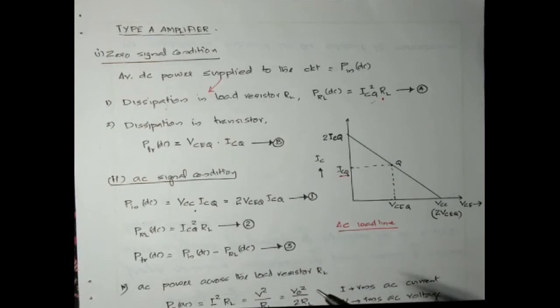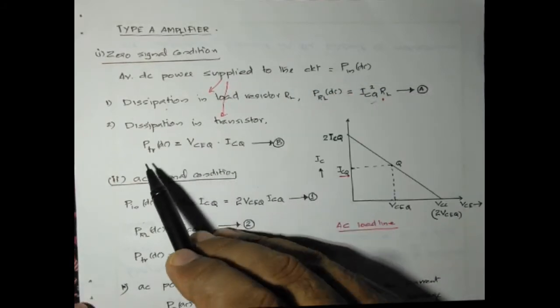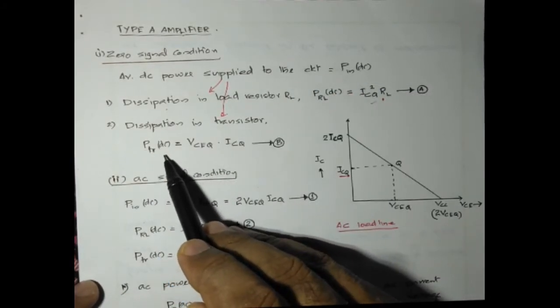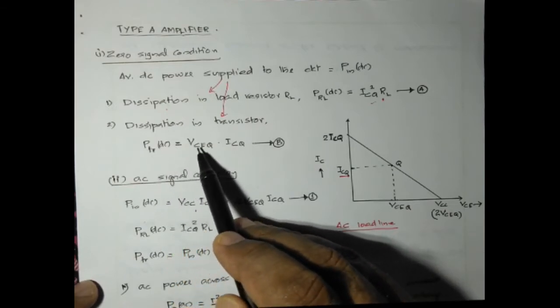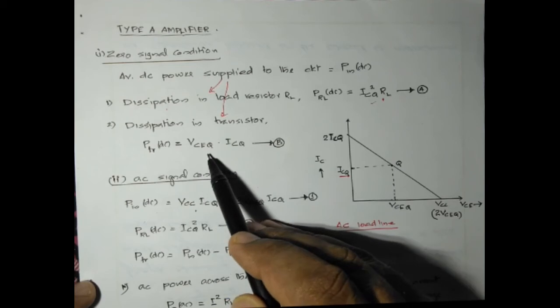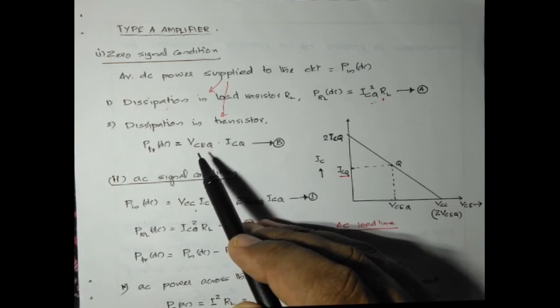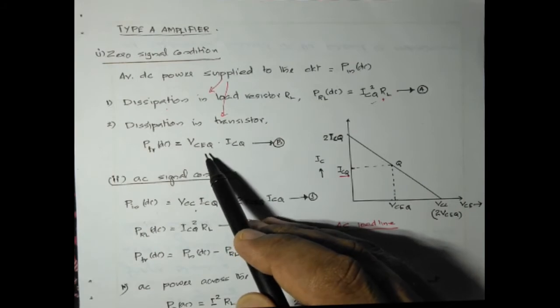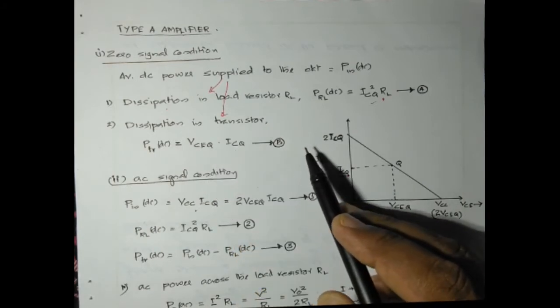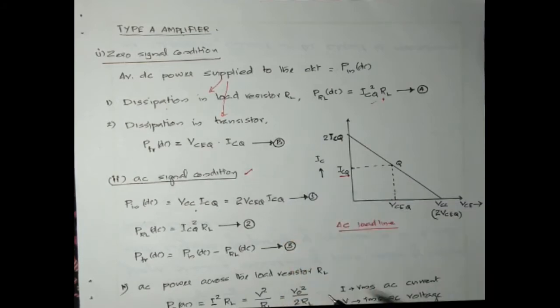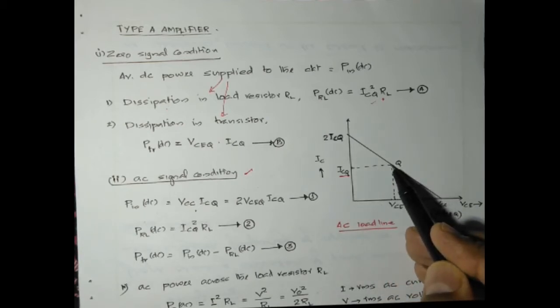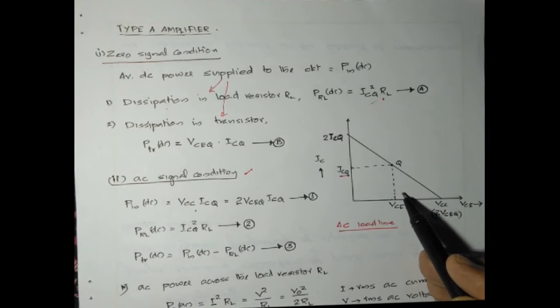Another portion of this DC input power is dissipated in the transistor itself. We represent it by P transistor DC, or PTR DC, which is equal to VCEQ into ICQ, where VCEQ is the voltage across the transistor, or the voltage across the collector emitter region of the transistor. This is equation B. Now, what happens when an AC signal is applied at the input? When the AC signal is applied, the quiescent point shifts up and down. The output current will increase and decrease from this Q value. It may go up or go down.